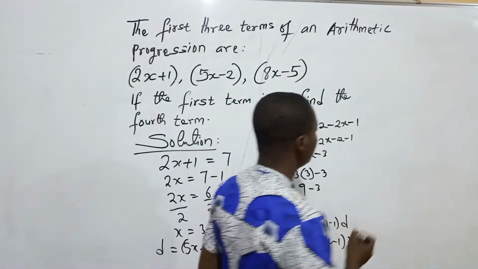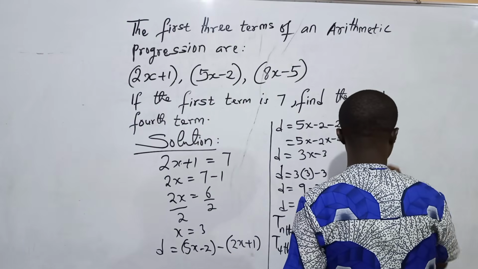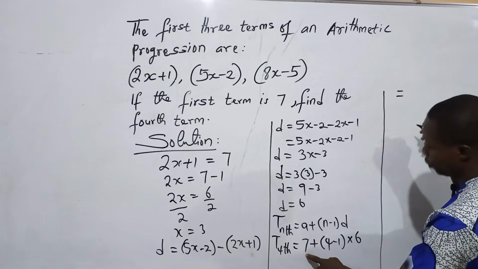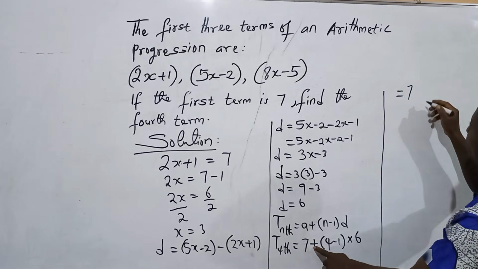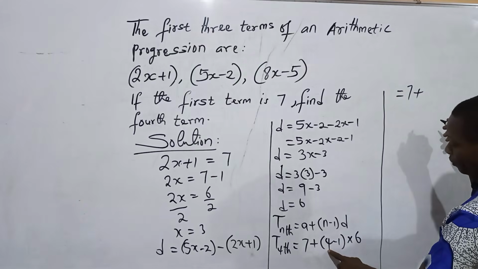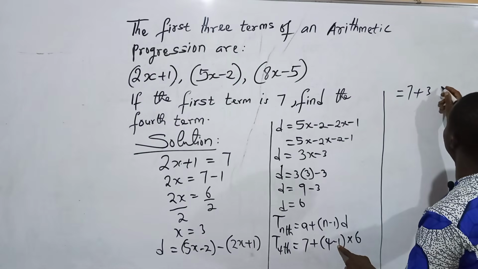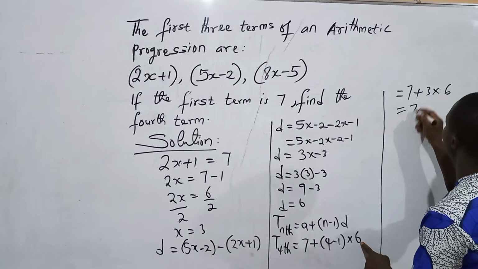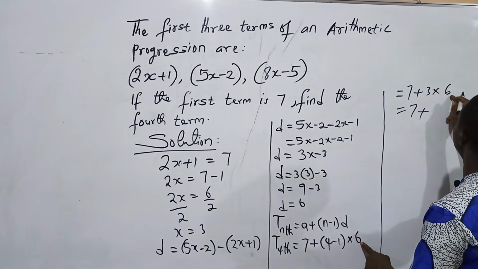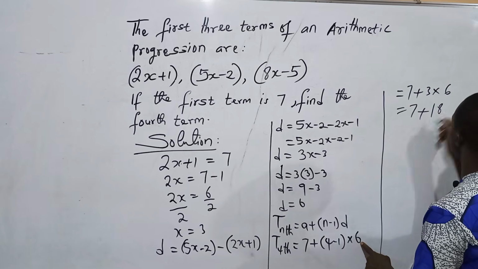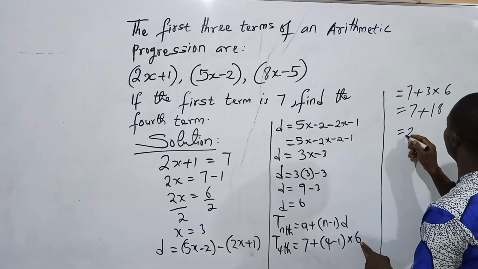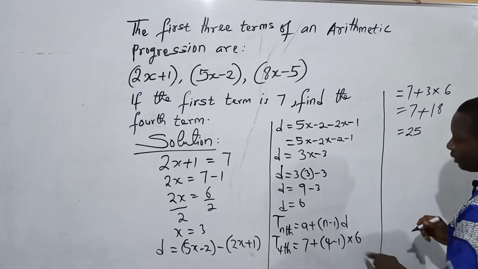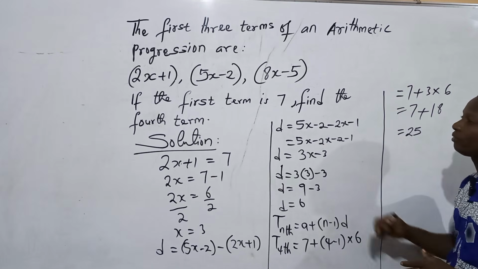So we are now going to solve it. Let's create another line here. The fourth term is going to be 7 plus 4 minus 1, which is 3, then times 6. This gives us 7 plus 3 times 6, which is 18. So our final answer here will be 7 plus 18, which is 25. This is the value of the fourth term.